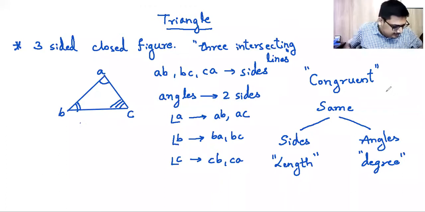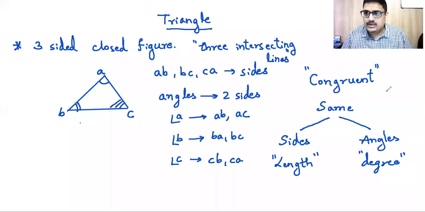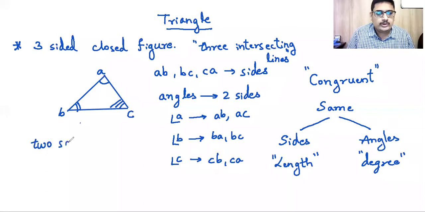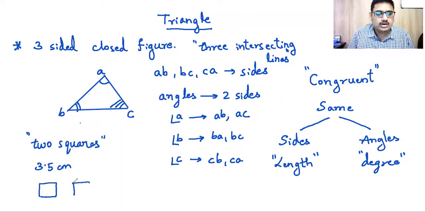Similarly, some other examples for congruent figures: we can say two squares of the same size. For example, two squares of 3.5 centimeter. If I draw two squares of 3.5 centimeter, both the squares are congruent, because each internal angle is 90 degrees, as well as each side of the square is equal in length. So two squares of 3.5 centimeter are an example for congruent figures.